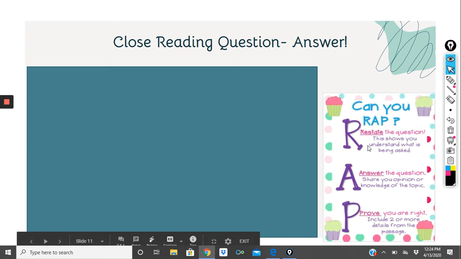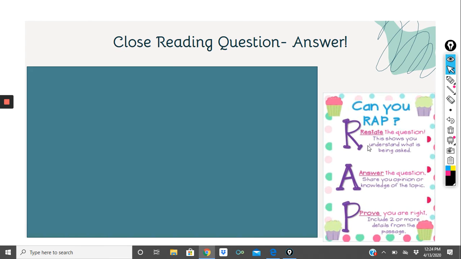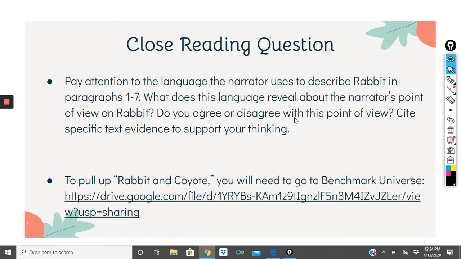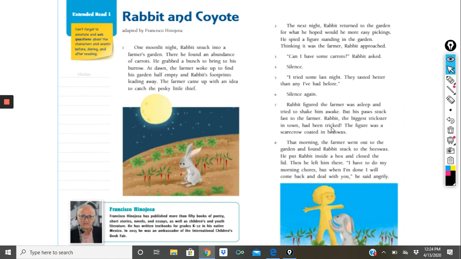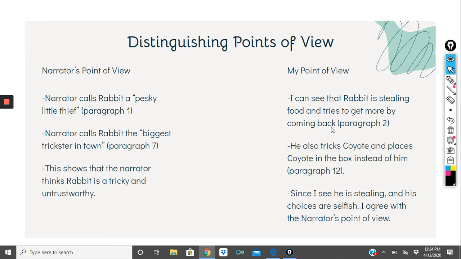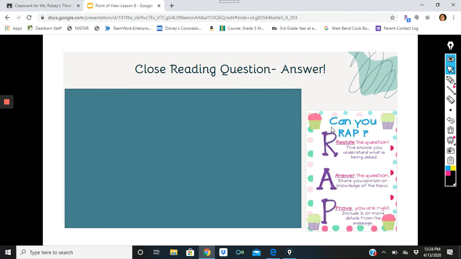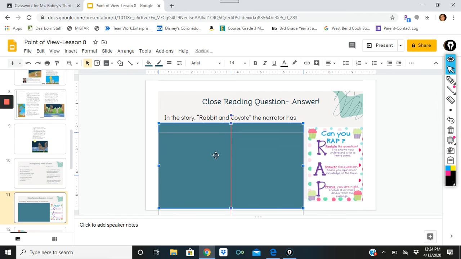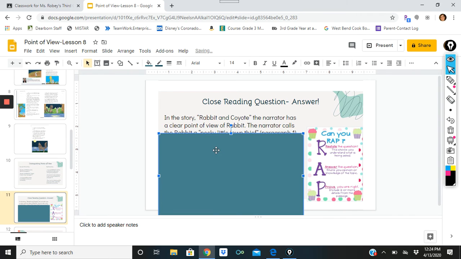So I'm going to start with the first one, which is R, restating the question. Our question stated, and I'm going to pull it up here, what does the language reveal about the narrator's point of view on Rabbit? Do you agree or disagree with this point of view? So let's restate that in a nice statement that I can answer. You can see here, Miss Ruby's already pre-typed it, which makes it a little easier.